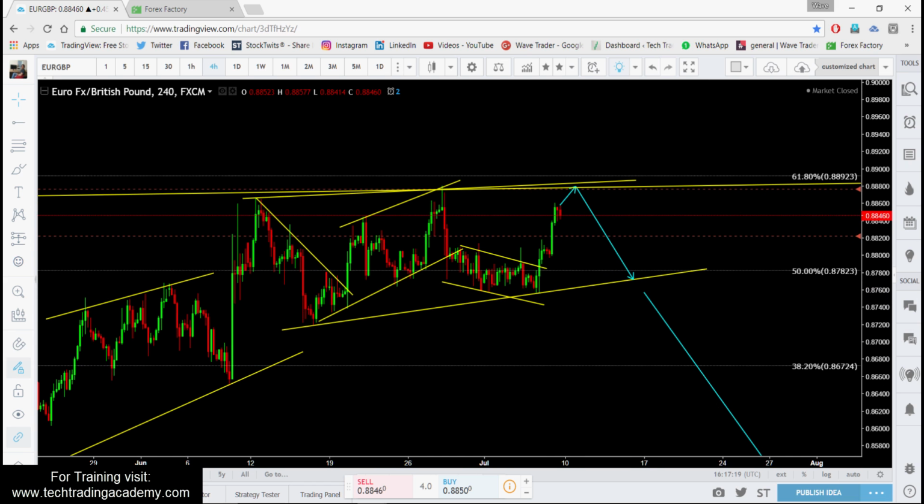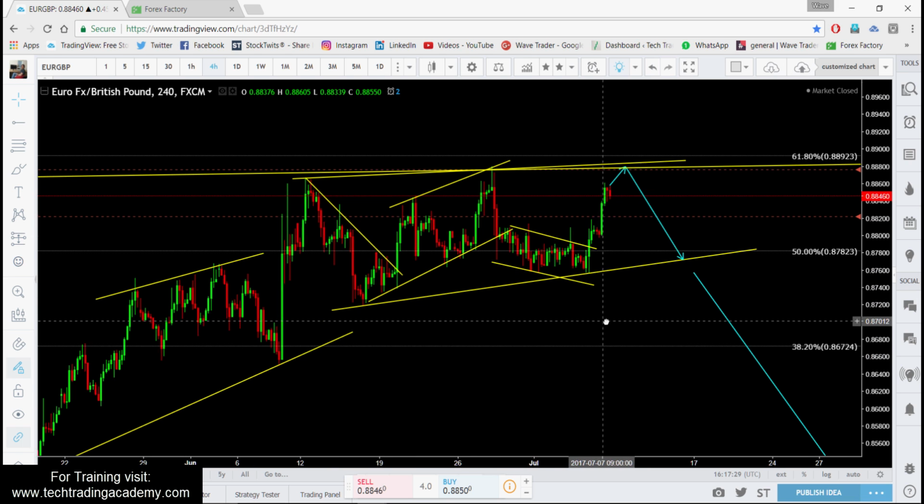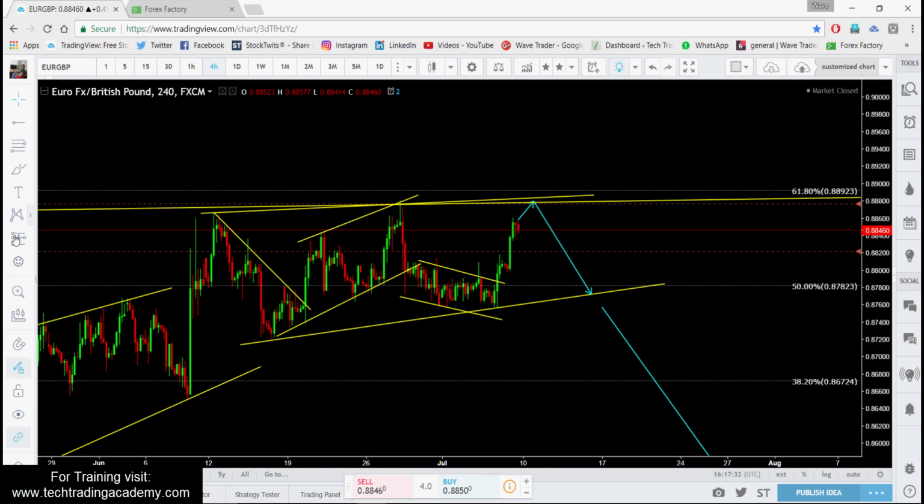What we were looking for last week, we were looking for one more move down up to this area and then continuation back to the top. We haven't got that one. Alright, so that's okay. Now the trade you need to look for, this is the trade.